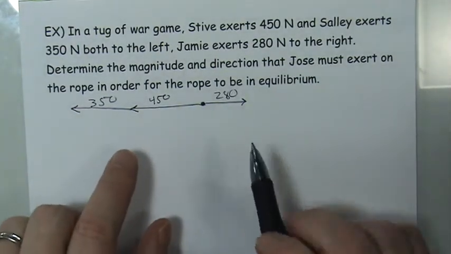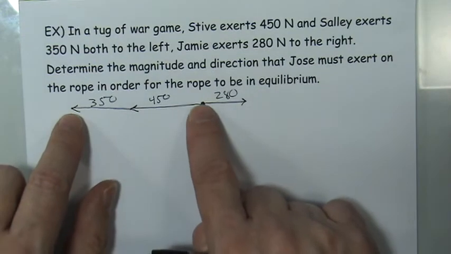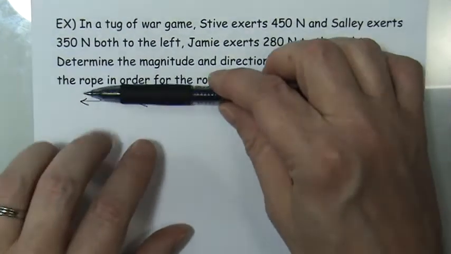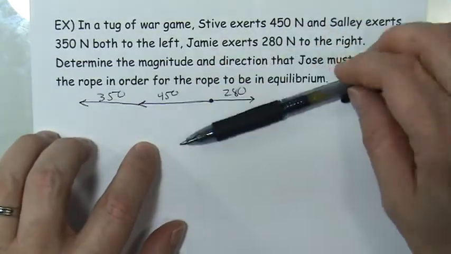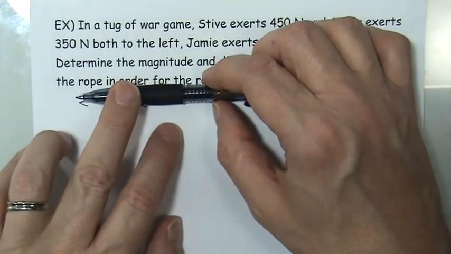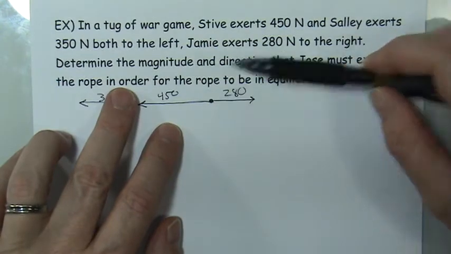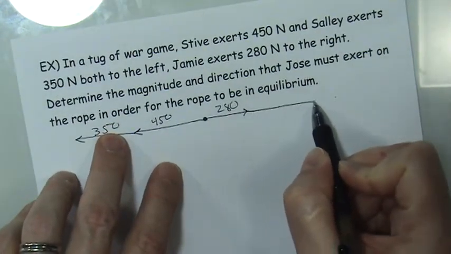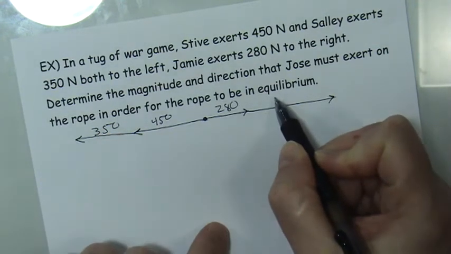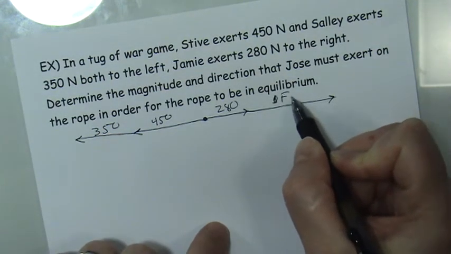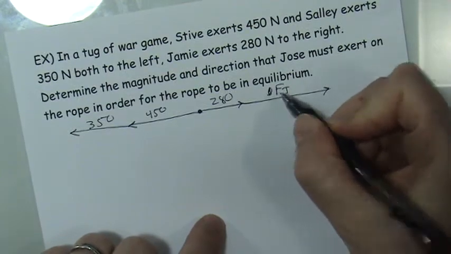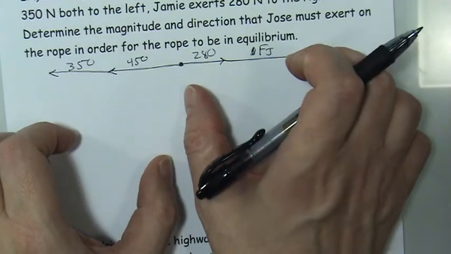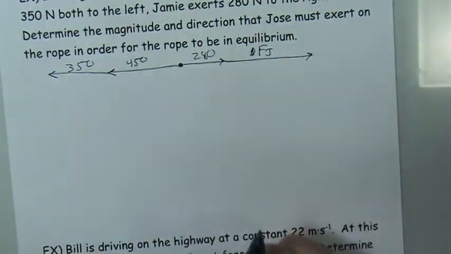So what I want is that the total of these 2 should be equal to the total of these 2. So I'm just going to approximate how far that should be. So we're going to head out to about here. And this is Jose's force, or the force of Jose. So the 2 arrows on the right, which are the positive arrows, are balanced by the 2 arrows on the left, which are the negative arrows.